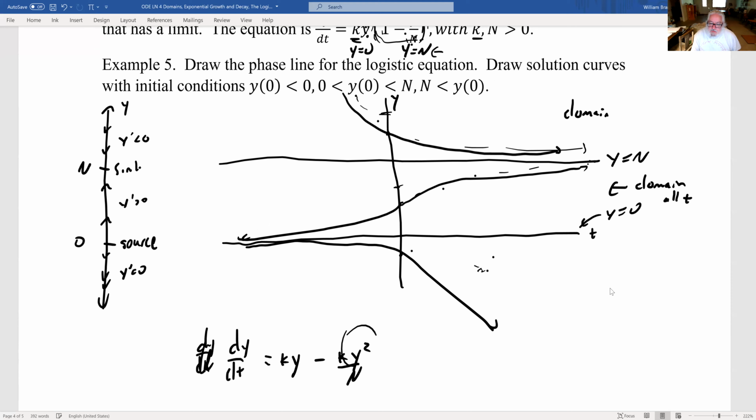Domain here, we don't know, it should exist for time going forward. Domain here, we don't know, but it should exist for all time going backwards. So let's see what GeoGebra can tell us about this. So we'll go to a different screen. There's GeoGebra, there it is.